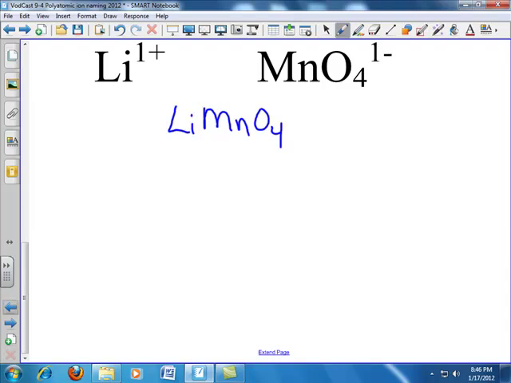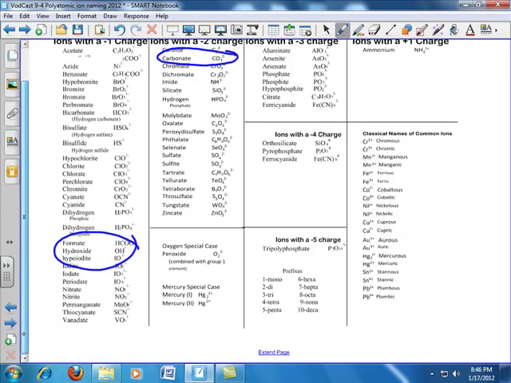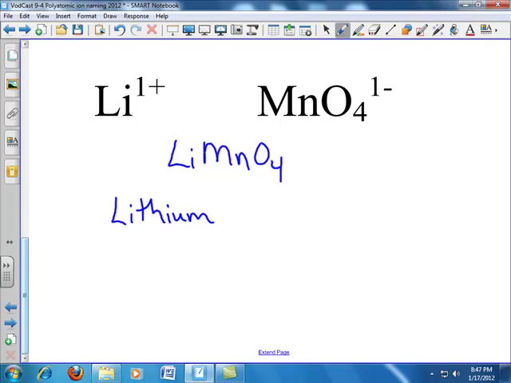Okay, so that is the formula. And I know Li is lithium. So what's this MnO4? Well, I gotta go to my chart. I gotta find MnO4. One thing you'll notice is that these are in alphabetical order. So MnO4, down in the M's. MnO4, way down here. Permanganate. So the name of this is lithium permanganate.